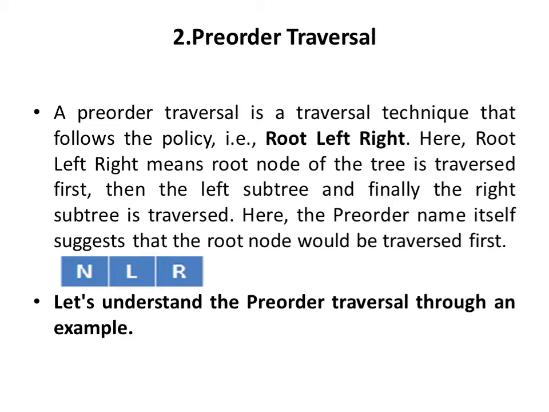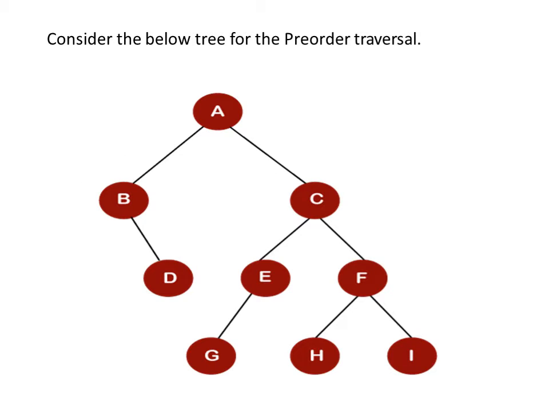In the previous session, what was there? It was in-order. In means in between the left and right. Therefore it came as L, N, R. Now I will take an example. Here, I have taken the same tree structure as previously, and I will go on explaining this.